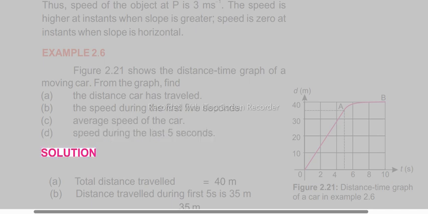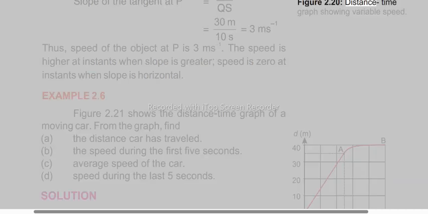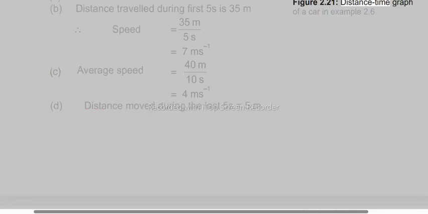Solution. A. Total distance traveled. B. Distance traveled during the first 5 s is 35 m. Speed. Average speed. Figure 2.20, distance-time graph showing variable speed. Figure 2.21, distance-time graph of a car in Example 2.6. D. Distance moved during the last 5 s equals 5 m.